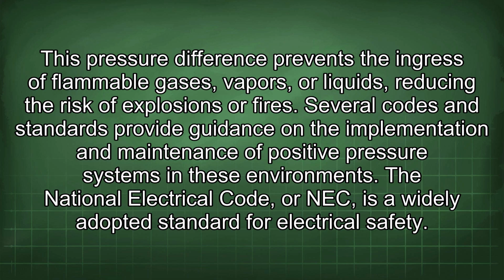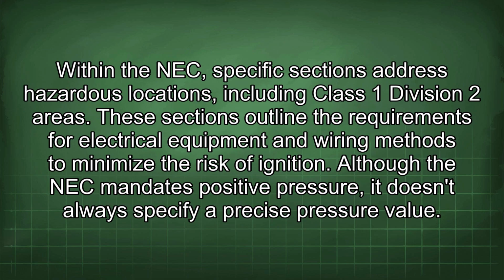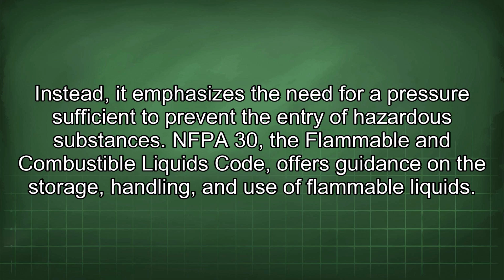The National Electrical Code, or NEC, is a widely adopted standard for electrical safety. Within the NEC, specific sections address hazardous locations, including Class 1 Division 2 areas. These sections outline the requirements for electrical equipment and wiring methods to minimize the risk of ignition. Although the NEC mandates positive pressure, it doesn't always specify a precise pressure value. Instead, it emphasizes the need for a pressure sufficient to prevent the entry of hazardous substances.